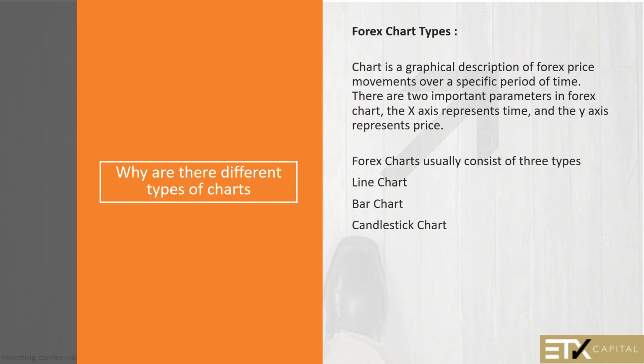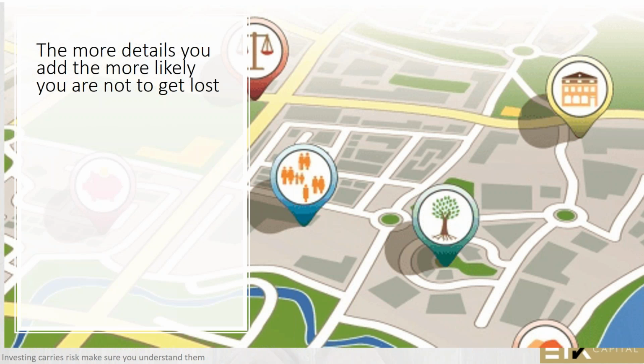Now, charts come in 3 different formats. And these are the basic formats. There's lots of variations, but all the variations are based on these 3 types of charts, which are line charts, bar charts, and candlestick charts. And they're not all that different, and they're not complicated.